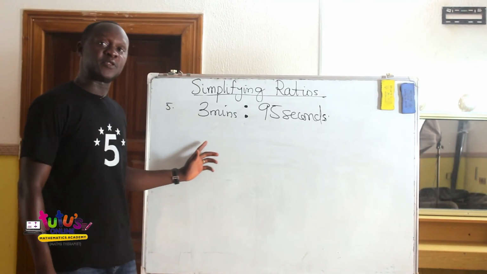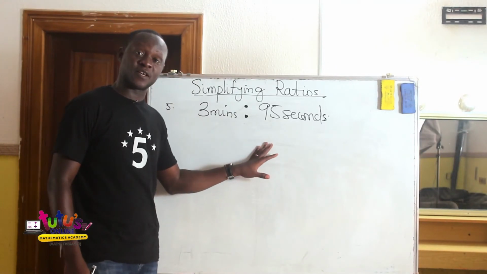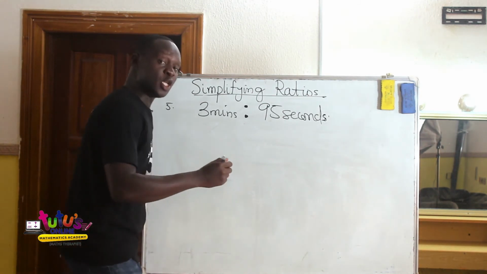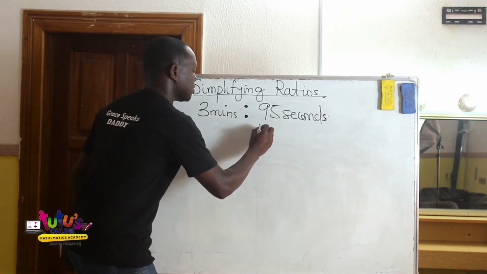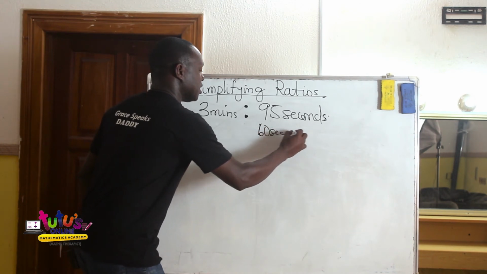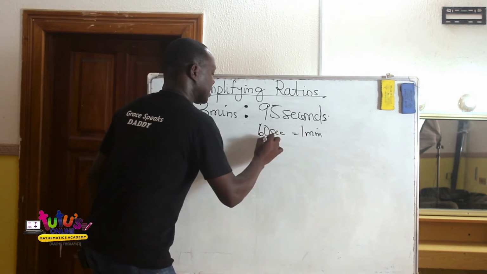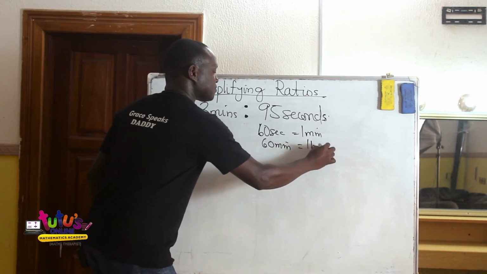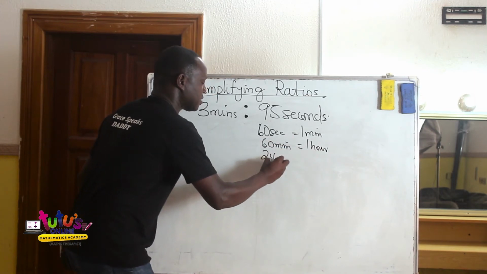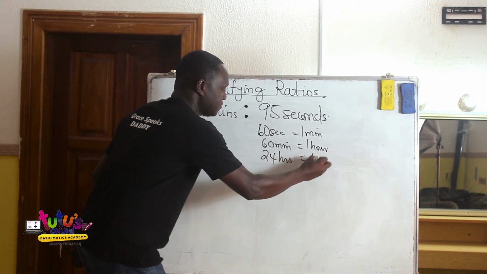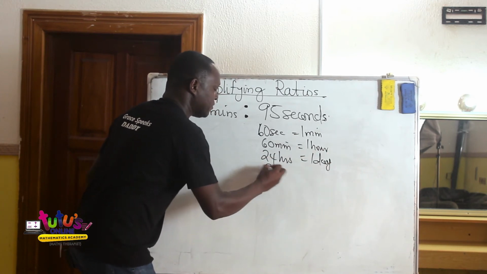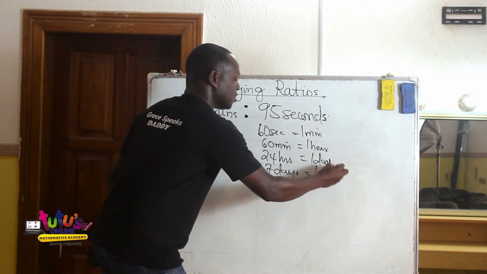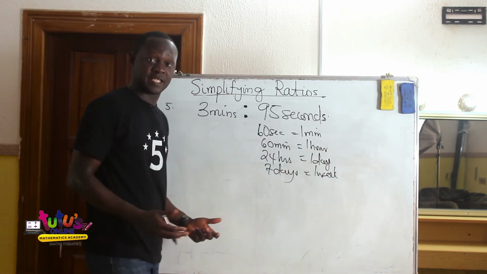Example 5 says 3 minutes ratio 95 seconds. What do we do? We make them the same units. So just a quick review. 60 seconds gives us 1 minute. 60 minutes gives us 1 hour. 24 hours gives us 1 day. 7 days, 1 week. It goes on and on. I'm sure most of you are already familiar with that.